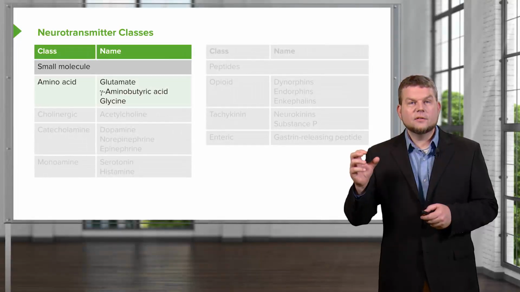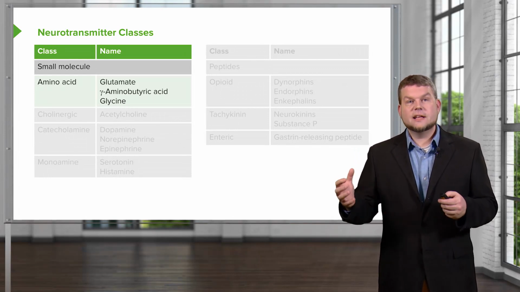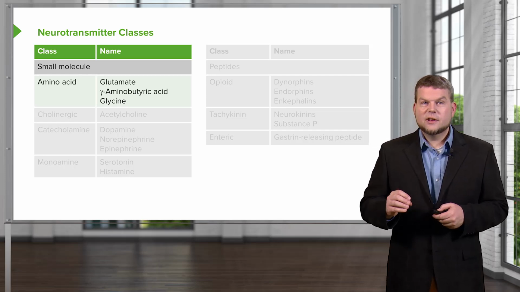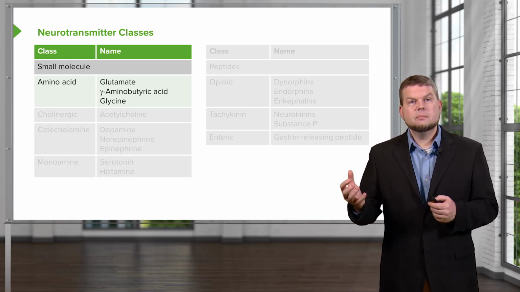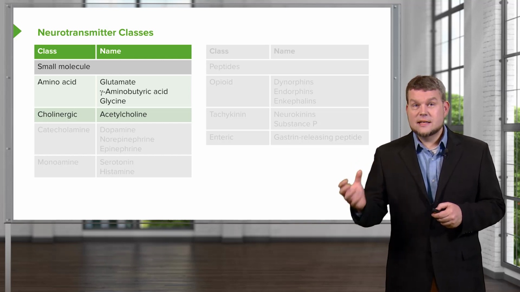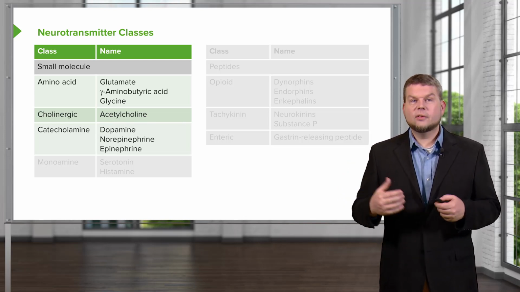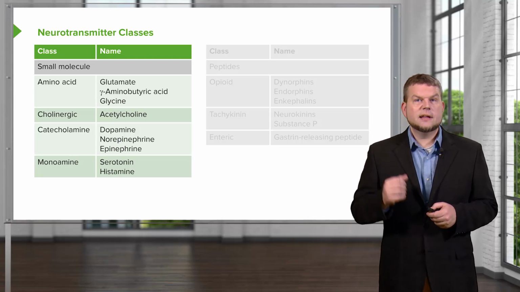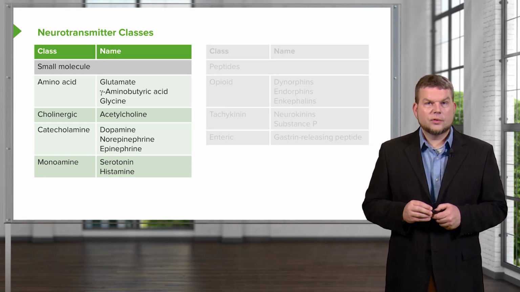The quanta of neurotransmitter that's released can be classified into a number of different classification schemes. Small molecules such as amino acids, and good examples of these would be glutamate, GABA, glycine, all fit in this amino acid classification. Cholinergic classification, that's acetylcholine. Catecholamines are things like dopamine, norepinephrine, and epinephrine. And finally, our monoamines are things like serotonin and histamine. Those are our small molecule classifications for our neurotransmitters.